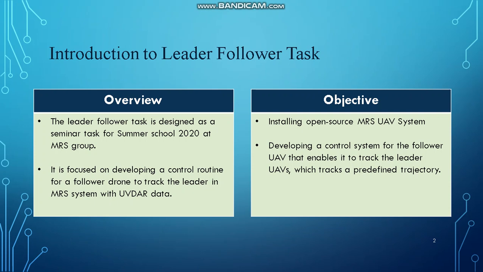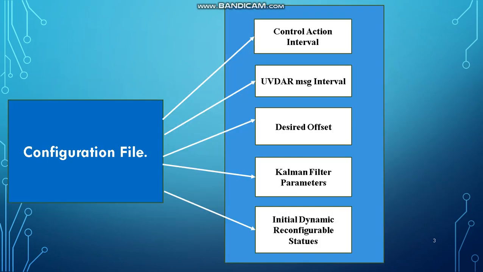To introduce this task, I will give you an overview. This task is designed as a seminar task for the summer school in 2020 at the MRS Group. It is focused on developing a control routine for a follower drone to track the leader in the MRS system with UV-DAR data. The objective of this task is installing the open source MRS system and developing a control system for the follower UAV that enables it to track the leader. And the leader is tracking a predefined trajectory.